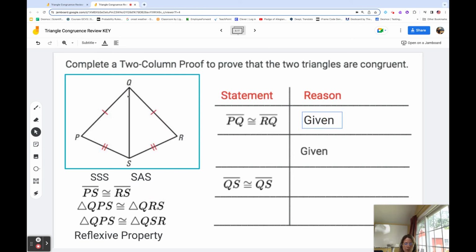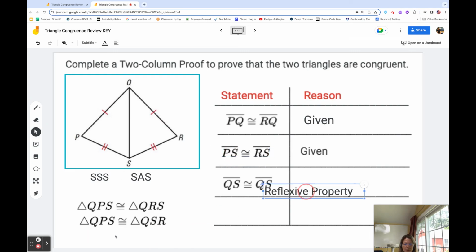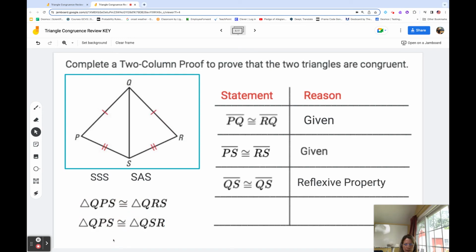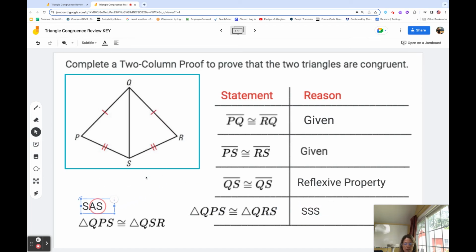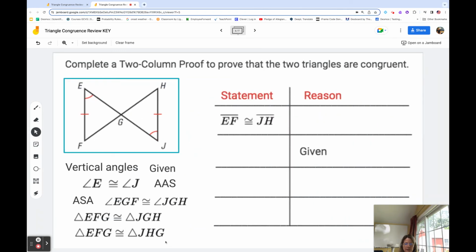And the reason that PQ and RQ are congruent, that's given. Another given statement is PS and RS. QS is congruent to itself by the reflexive property of congruence. And now we have to decide which of these statements is correct. QPS, we're going down the side with 1 tick mark, then down the side with 2, has to be congruent to QRS. And that's by side, side, side congruence postulate. So these two are not used. Let's move on to frame number 6.